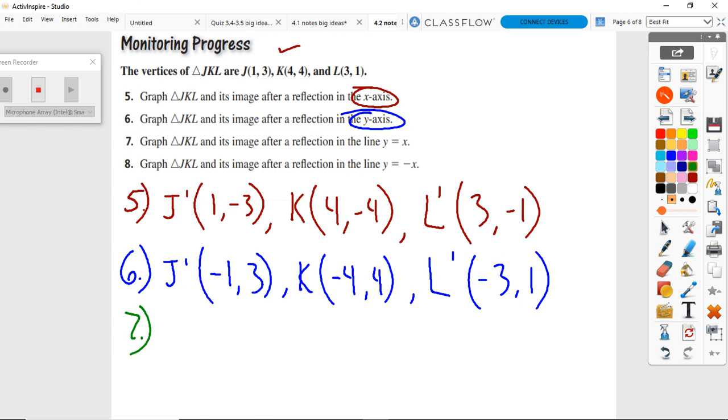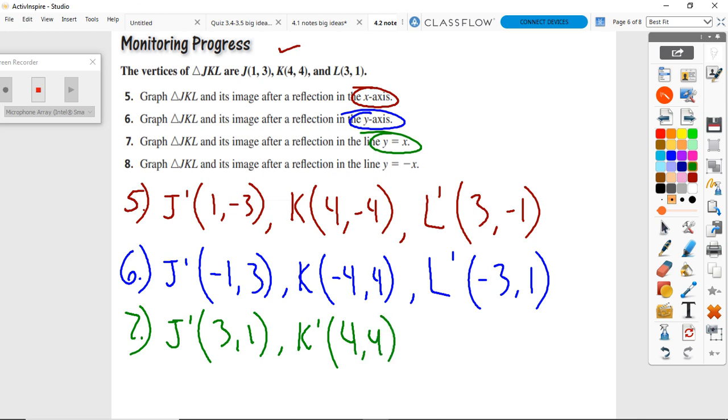7. Now we're doing y equals x. So now you just reverse it. Put your coordinates down, but then reverse them. So j is 1, 3, j prime is 3, 1. K prime stays 4, 4 because it'd be actually on the line. And then L prime, 3, 1 turns into 1, 3.